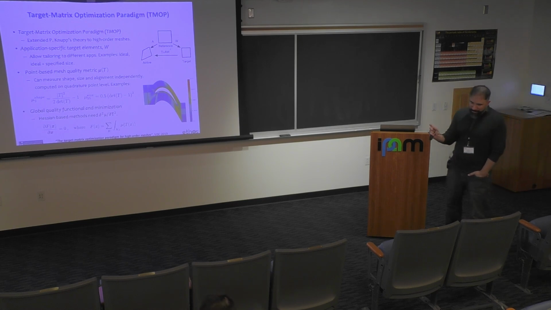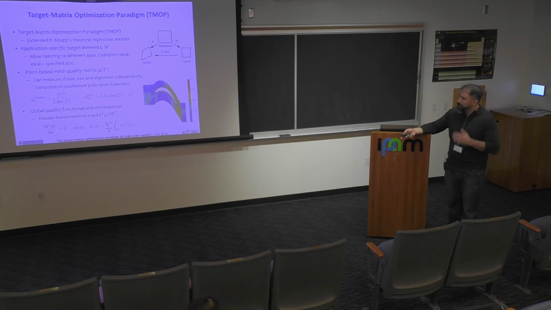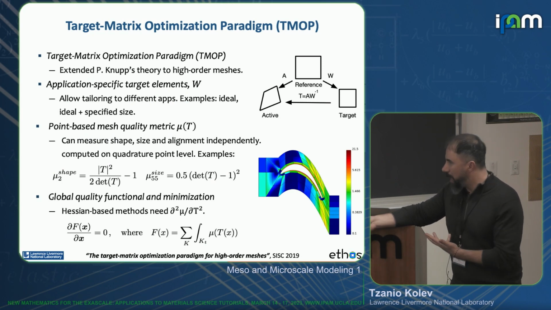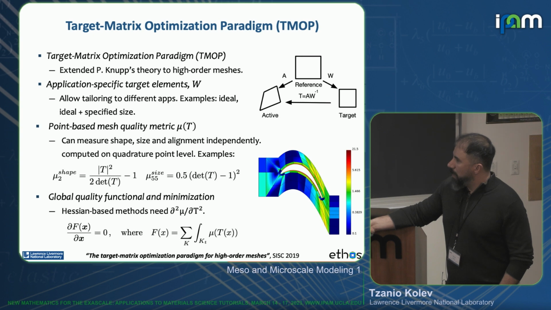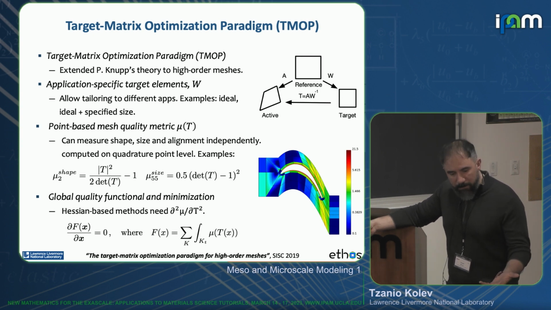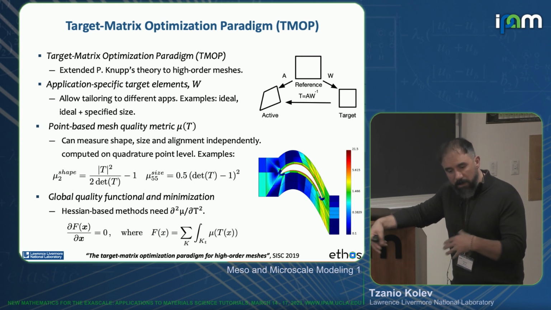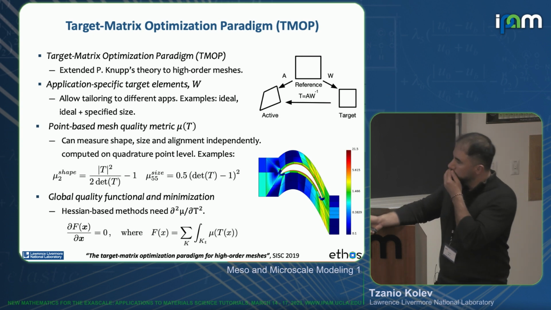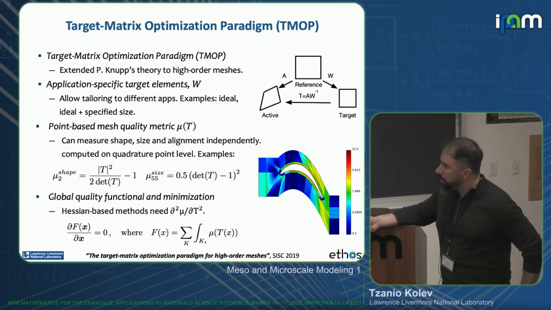Maybe you want a squished element, or maybe you want a rotated element. This quality metric now can control independently things like shape, size, orientation, but it's just at a point. To get the full minimization problem, you integrate it over all the elements, you form a global problem, and so you control the quality locally, but you optimize globally. That's important to get over corner cases of global influence.